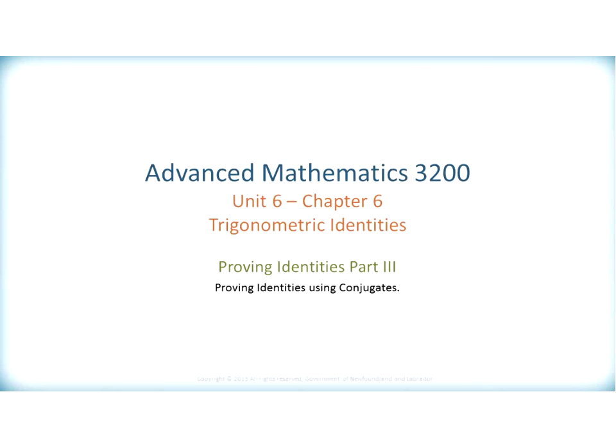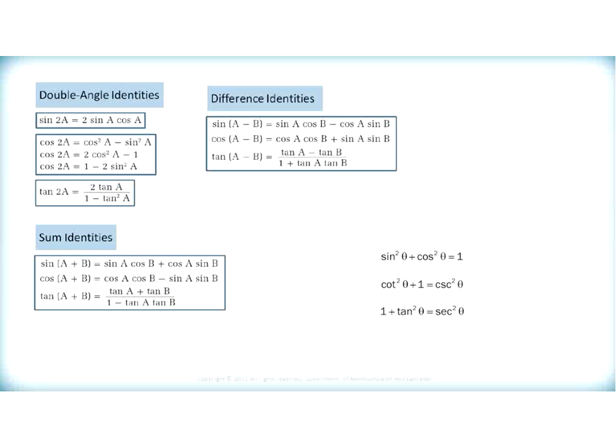Okay, in this lesson we're going to continue with Unit 6, Chapter 6, Trigonometric Identities. We're going to continue with Proving Identities Part 3, and we're going to look specifically at proving identities that involve conjugates. As I said, this is from Section 6.3 in your text. And again, we're going to be proving some identities using conjugates.